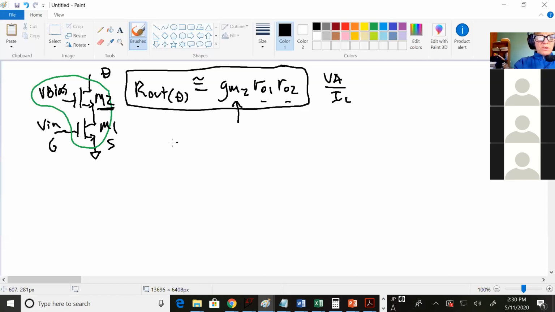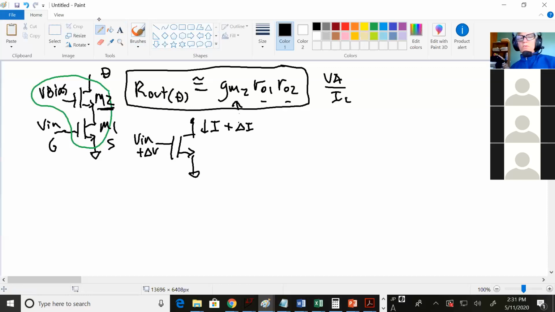Okay, so I'm going to draw in just a single transistor, and I'll do V in here. This voltage is just big enough to make sure the transistor is in the active region, the saturation region. Let's say there's a current of I going through here. If I increase this by delta V, the current gets turned up. We're increasing VGS, so the current increases.